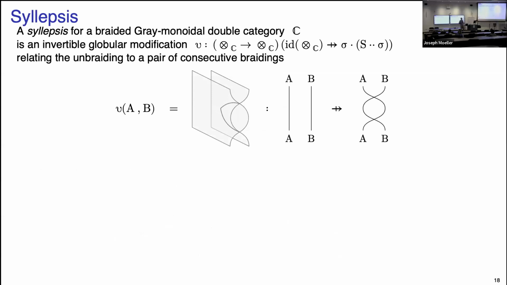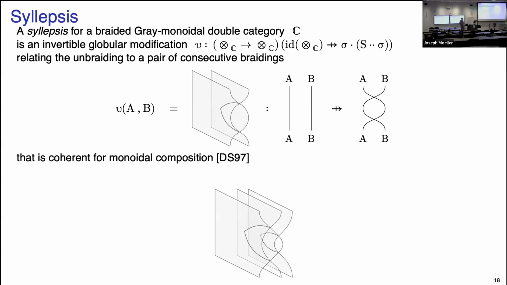Okay, so we can categorify not only the Yang-Baxter equation to a Yang-Baxterator, but also the symmetry equation, and that categorification goes by the name syllepsis. It relates the unbraiding, or no braidings of two things, to two consecutive braidings. And here I've drawn an object component square of such an invertible globular modification with the boundaries shown here. And again, this was worked out in the globular setting previously, in this case by Day and Street, who have a coherence that says this has to be compatible with the monoidal composition, like this.